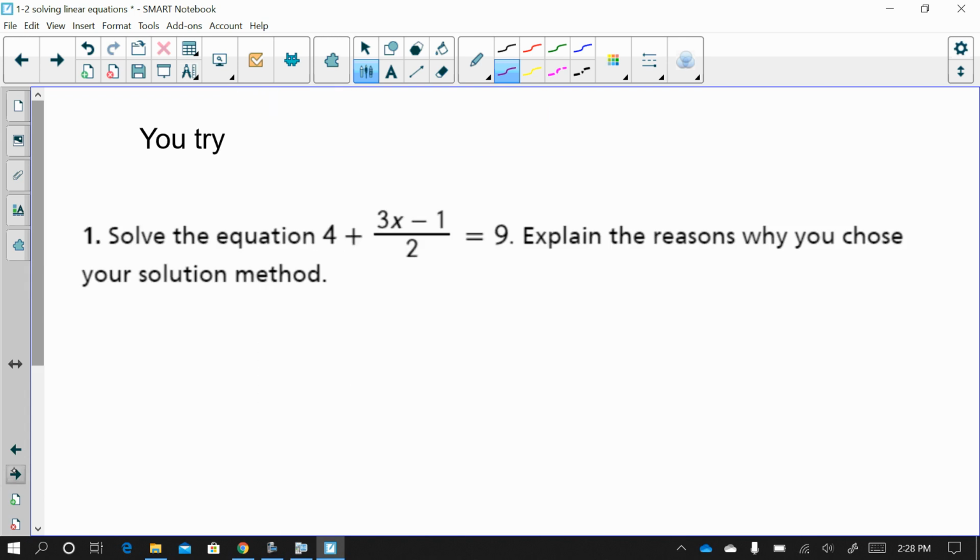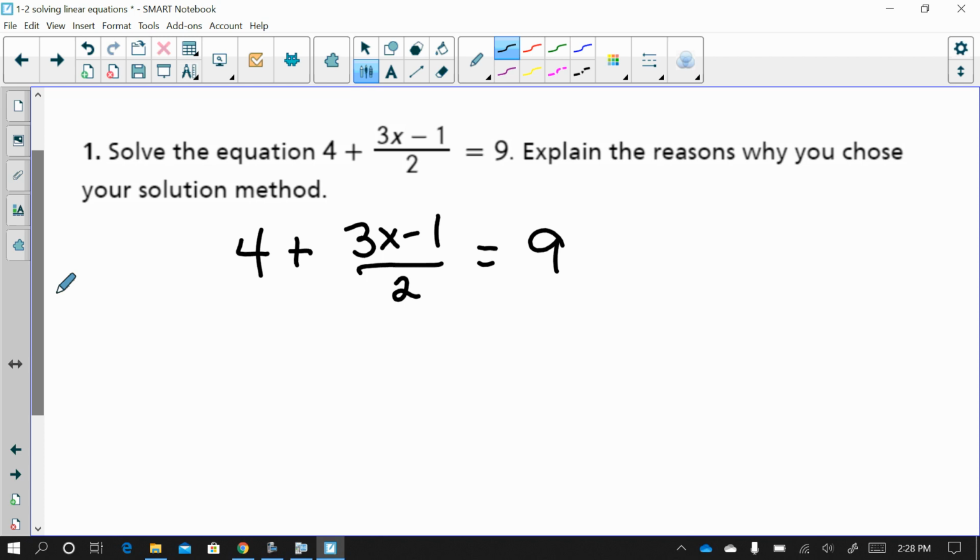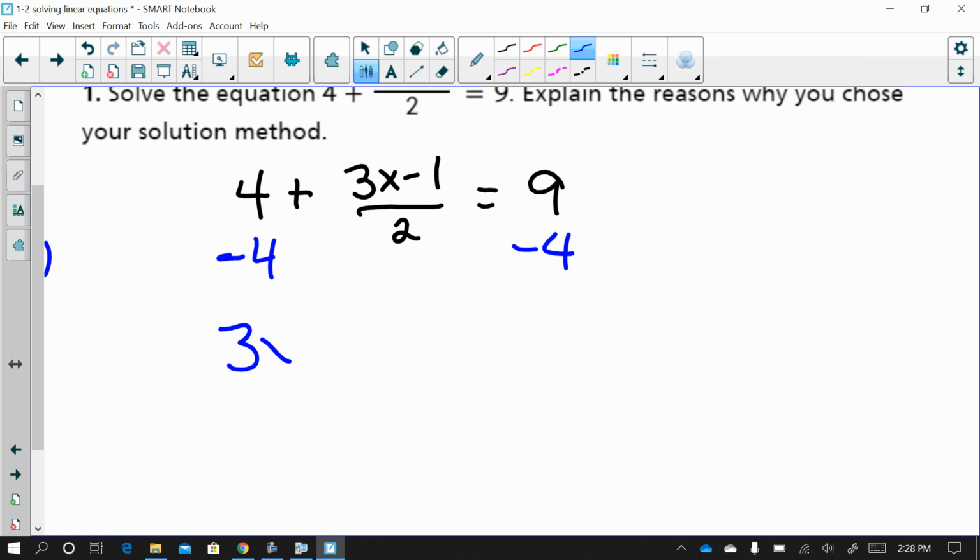Okay, please pause the video and try this problem. Okay, this problem 4 plus 3x minus 1 all over 2 equals 9. I'm going to write it again just so I have some room to work. Again, get what's furthest away from the x gone first. So I've got this positive 4 hanging out. How do I get rid of that? Minus 4. Now I have 3x minus 1 all over 2 equals 5.